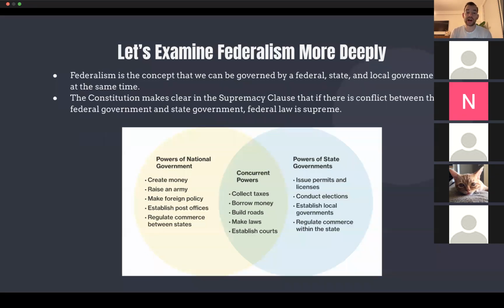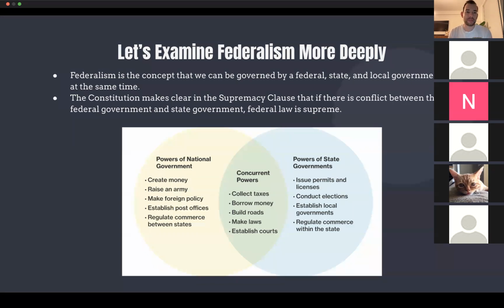Now, the Constitution makes clear in the supremacy clause, there's a clause in there that says that if there's a conflict between the federal government and the state government or local government, federal law always wins. And you can see that some of the most important powers are given to the federal government. For example, creating money. Under the Articles of Confederation, under the old system that they created at the beginning, different states had different currencies, and that was a disaster. There wasn't one unified currency. And so it took the national government creating that currency to start unifying things.